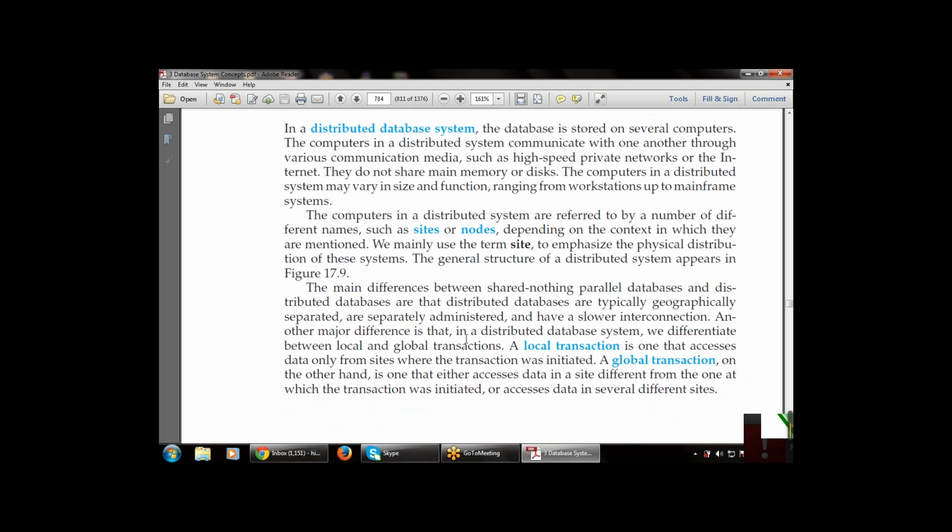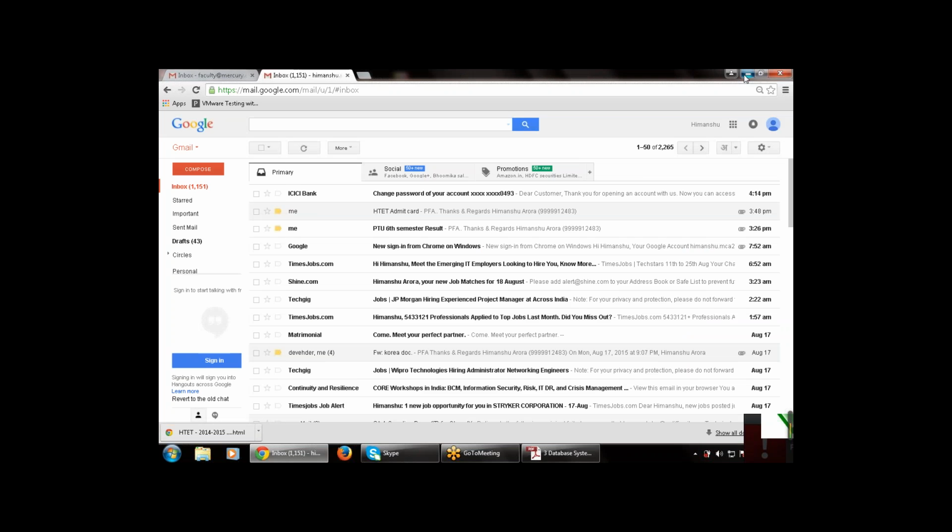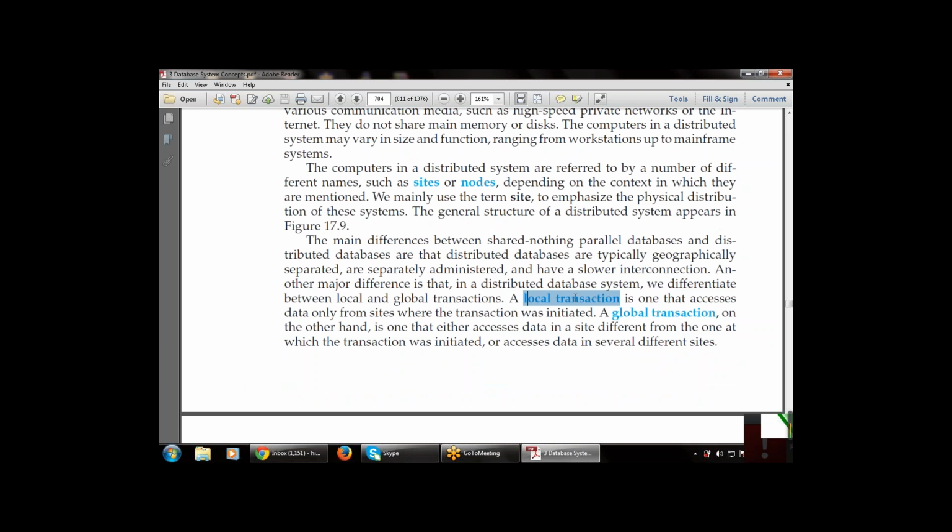The main difference between a shared nothing parallel system and a distributed system is that distributed systems are typically geographically separated, separately administered, and have a slower interconnection rate available in the database connectivity. There will be a local transaction, which accesses data only from the site where the transaction was initiated, and a global transaction, where the transaction will be initiated or access data in several different ways.